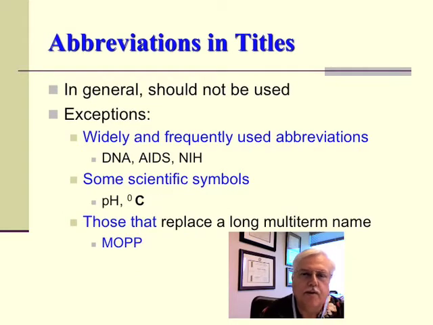A brief remark about abbreviation in titles. In general, they should not be used. There are some exceptions. If you have words that are widely and frequently used, abbreviations such as DNA, AIDS, NIH, or some scientific symbols such as pH or degree centigrade, or words that replace a long multi-term name such as MOP, seem to work well in titles. Otherwise, I'd stay away from them.